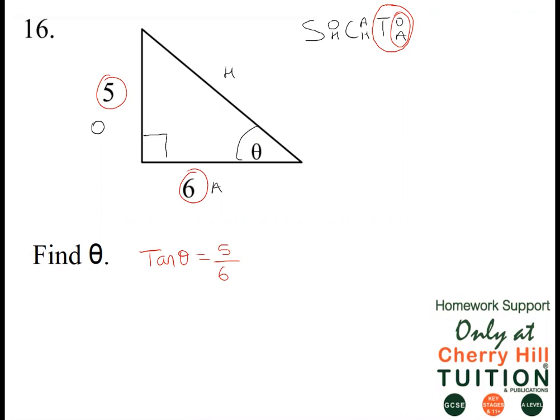We now need to inverse tan on both sides in order to get rid of the tan, leaving us with only theta. The tans cancel out, leaving us with theta on the left-hand side. And then we have inverse tan 5 over 6, which will give us 39.81 degrees.